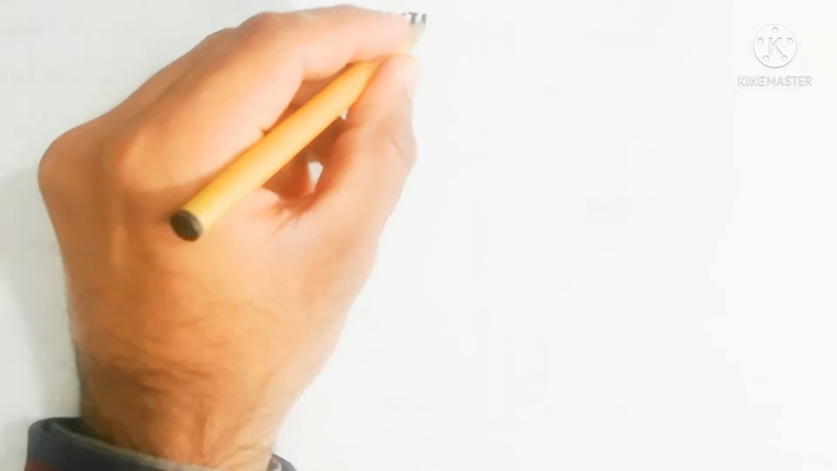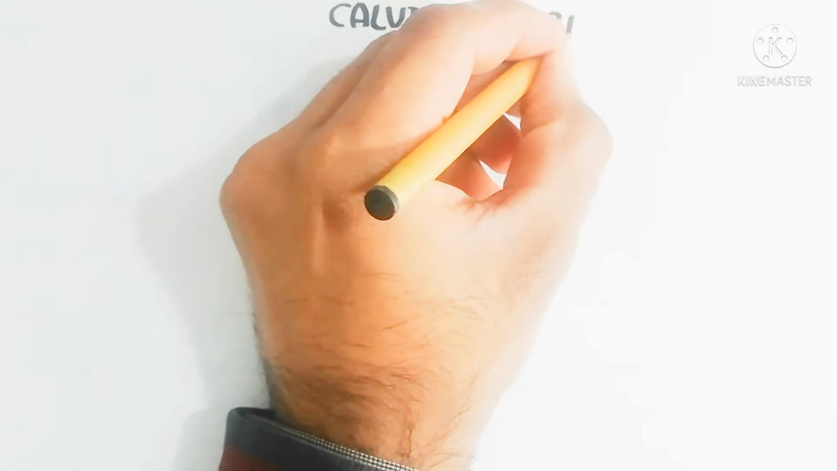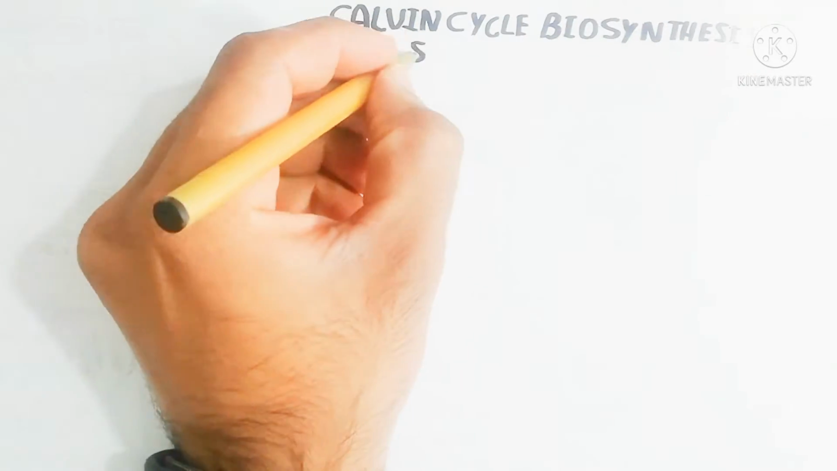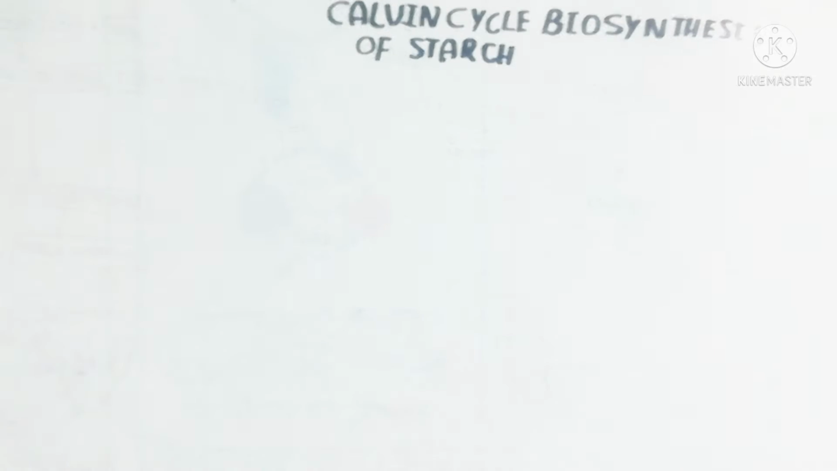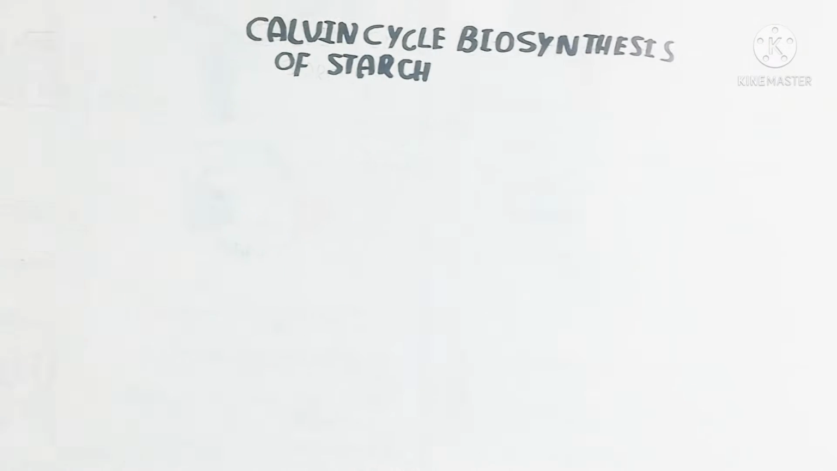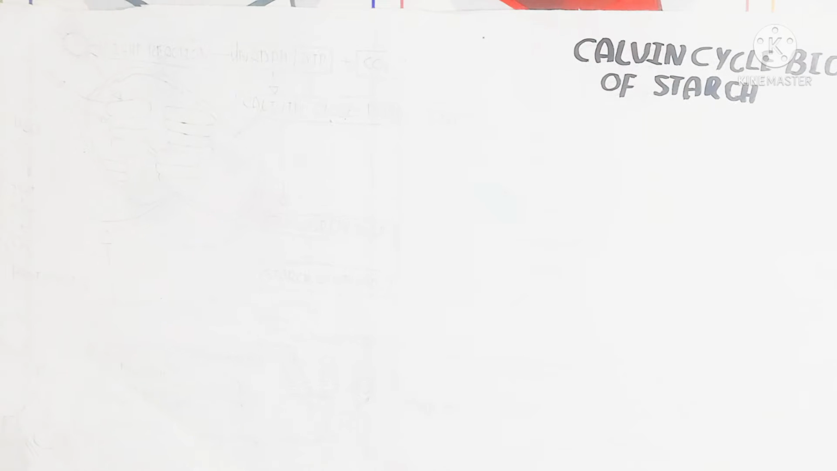Hello, in this video we will discuss the Calvin cycle. So the Calvin cycle, biosynthesis of starch, we will discuss. The Calvin cycle is used for anabolism, not catabolism, but anabolism. So let's begin to understand the major concept of the Calvin cycle.